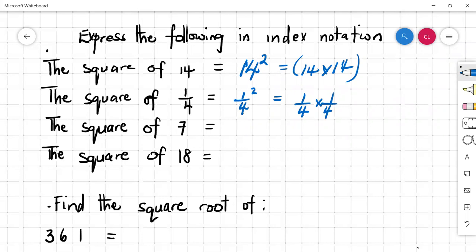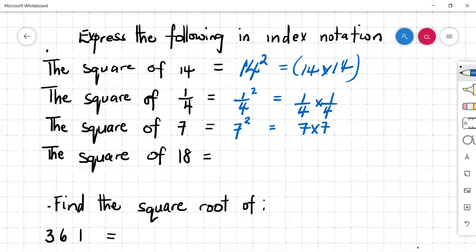Okay. Yes, sir. What's the square of 7? How do we write that one? 7 times 7. Yeah, 7 squared. So I'm interested in this part of it. You're right, 7, but not the square root sign, the square sign. All right. So 7 squared or 7 raised to the second power. And this is really 7 times 7.